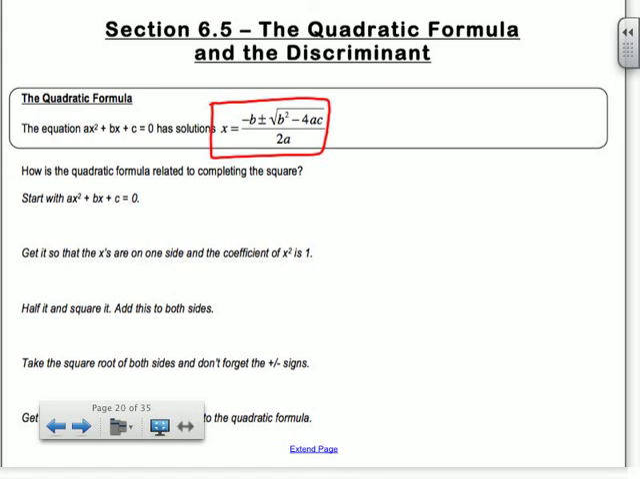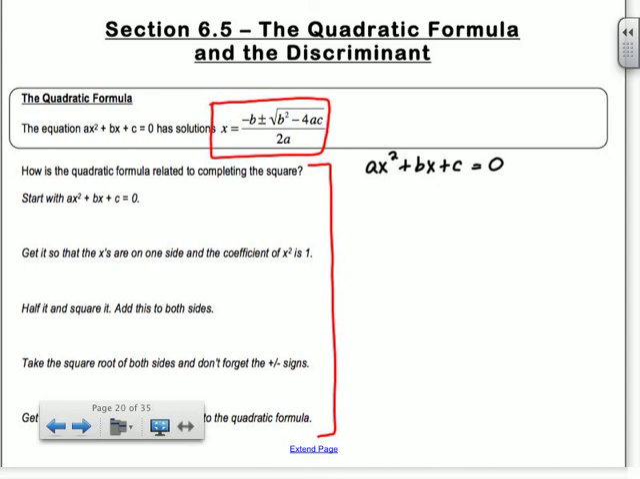All right, so we're going to start with ax squared plus bx plus c equals 0. I'm going to do it over here, so those steps are kind of off to the side if you need them. So I start with ax squared plus bx plus c equals 0, and I'm going to complete the square to solve for x.